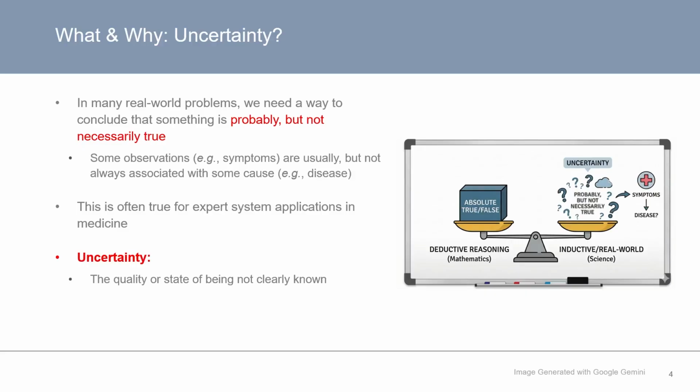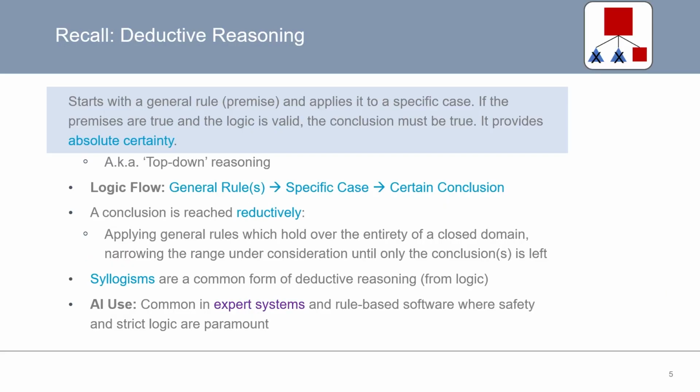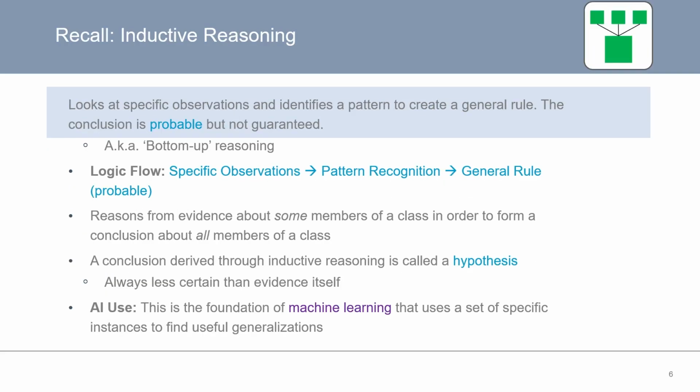Here, we simply define uncertainty as the quality or state of being not clearly known. It's this idea of uncertainty that distinguishes deductive knowledge, for instance what we often see in mathematics, from inductive belief, which is the foundation of most of science. Recall our previous definition of deductive reasoning, which starts with a general rule applied to a specific case to reach a logically certain conclusion. Differently, inductive reasoning looks at specific observations to identify a pattern, which is used to make a probable but ultimately uncertain conclusion.